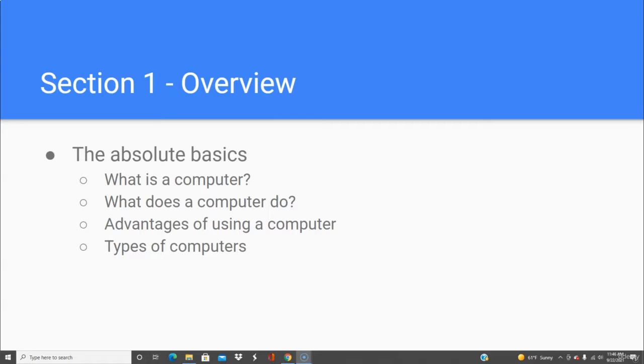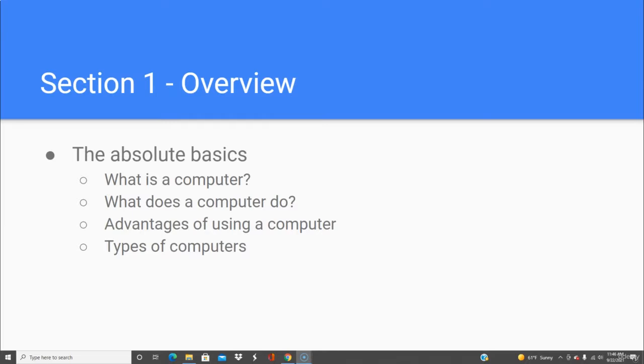Now, let me go over again the basics that I'll be talking about in the first section of this course. So the first one is, what is a computer? It's always good to have an understanding of what exactly it is and what functions it can do in order to help improve your life.